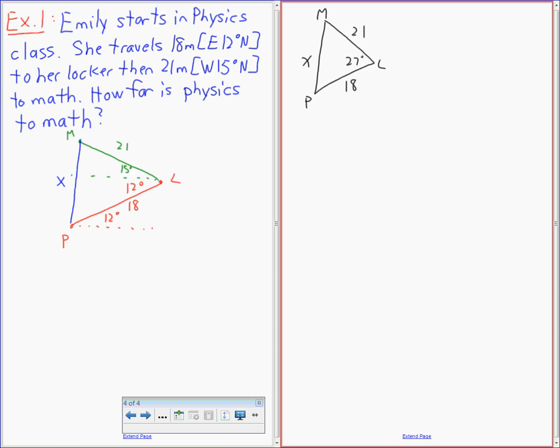All right, Tristan, can you recite from memory cosine law, please? A squared equals b squared plus c squared minus 2bc cos A. So let's start with some numbers, and it's going to be x squared equals 21 squared plus 18 squared minus 2 times 18 times 21 cos 27.